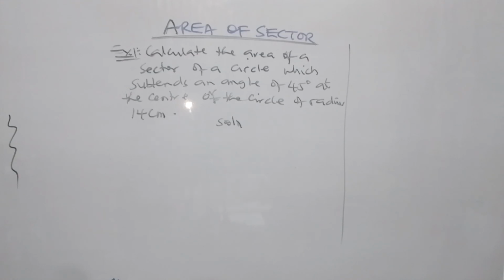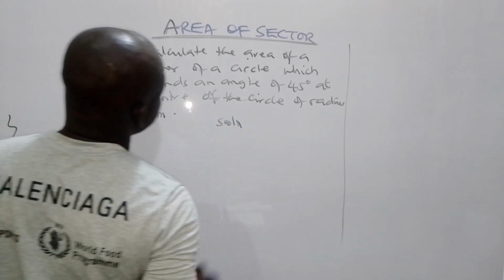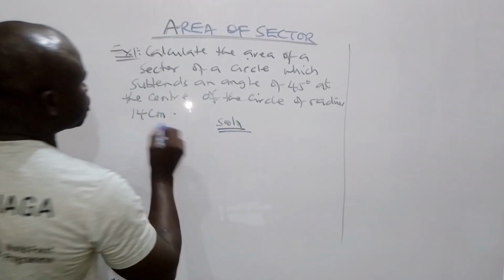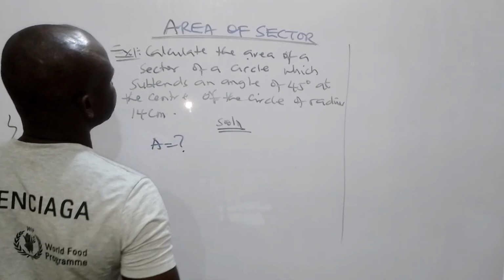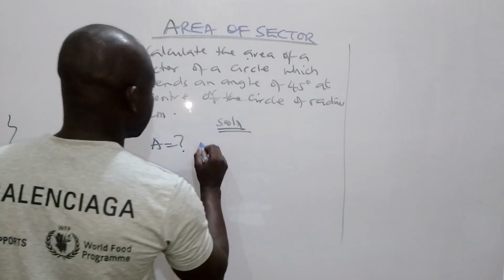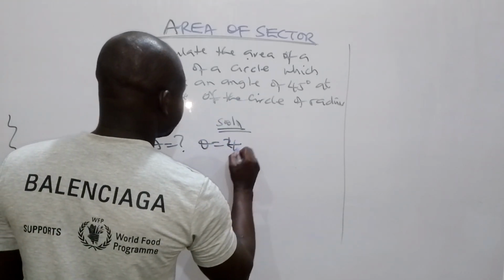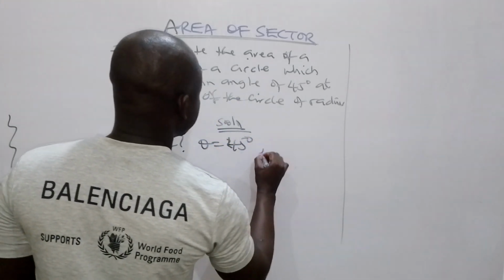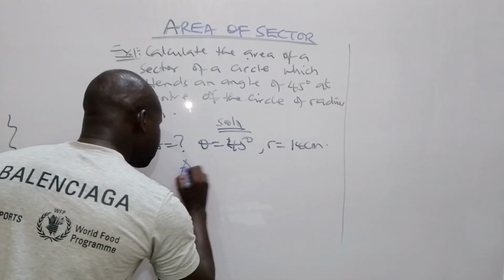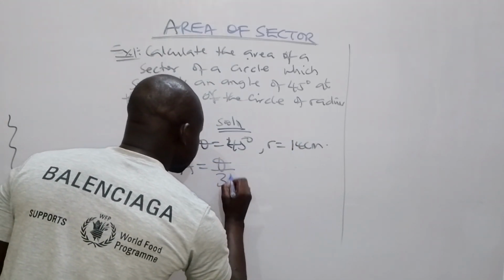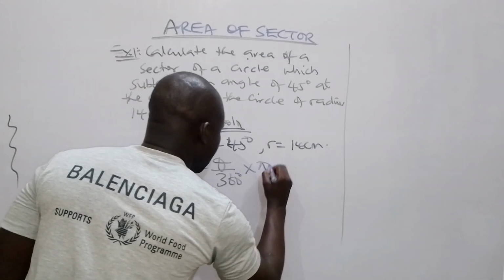We have to find the area of sector. So what do we do here? We list out what we are given and what we are required to find. We have to calculate the area of sector, area unknown. We know the angle theta as 45 degrees. We are also given the radius as 14 centimeters. So area of sector is given as theta over 360 degrees multiplied by pi r squared.